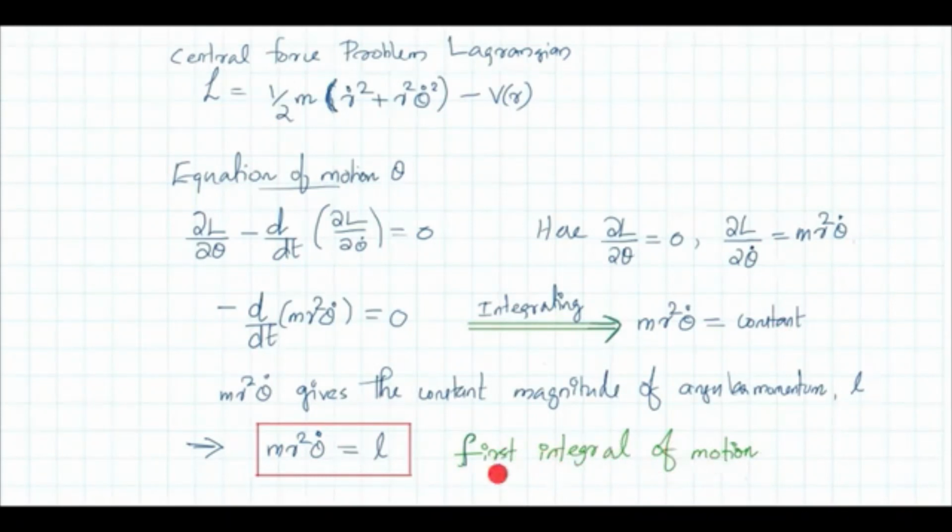This is known as the first integral of motion because this L is the result of integration of a second order differential equation. Lagrange's equation is a second order ordinary differential equation. One integration will give you a constant, and that is known as the first integral of motion, and that is the constant magnitude of angular momentum. So we have one equation, m r square theta dot equal to L.